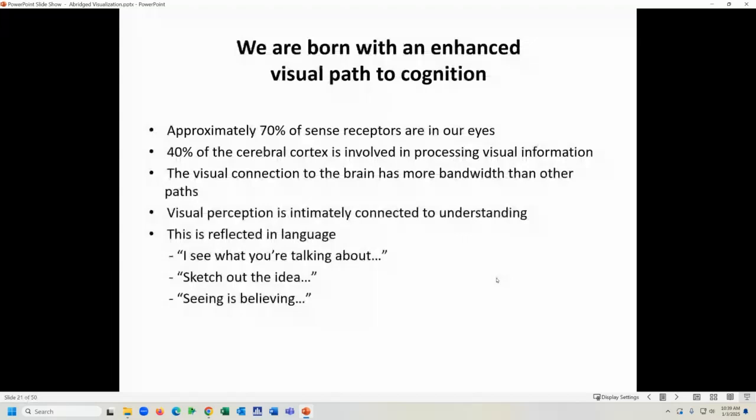So some points about visual perception. Most of our sense receptors are in our eyes, and a lot of our brain is occupied with processing visual information. That has more bandwidth than any other receptor or sense that we have.